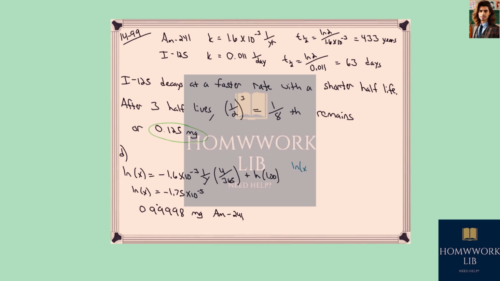Now let's do it for iodine-125. The setup is the same. We're just using a different rate constant. Because the rate constant has units of 1 over days, we simply plug in 4 for the days, get the natural log of the amount, take the anti-log of both sides, and we get 0.957 milligrams of iodine-125 after 4 days.